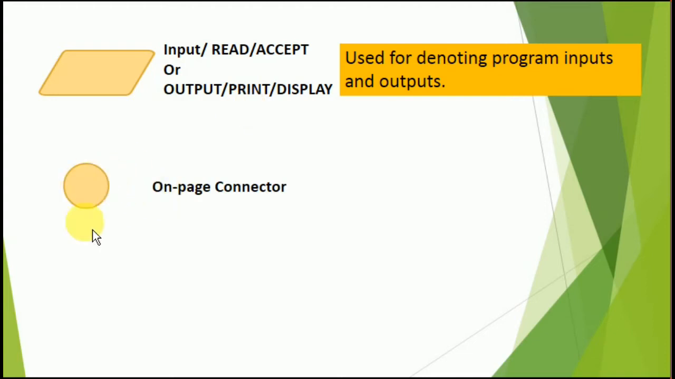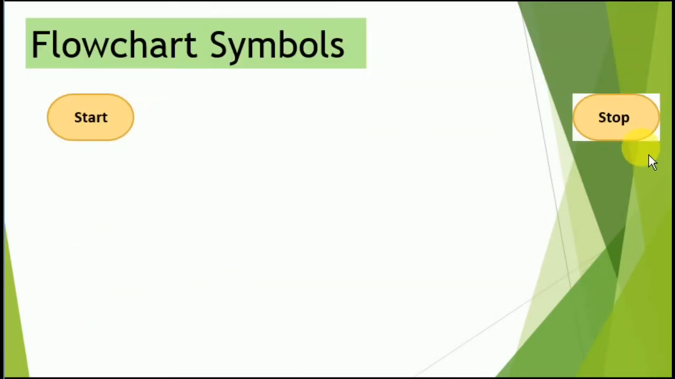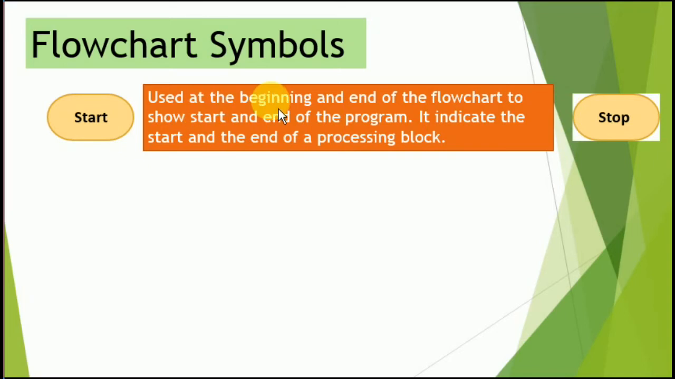This is our connector, one page and off page. This is the one page connector that connects two or more parts of the flowchart which are on the same page. Next, arrow or flow lines. These are the arrow lines which show us the flow of our sequences. Start and stop: what is the use of start and stop? They are used at the beginning and at the end of the sequences in a flowchart.